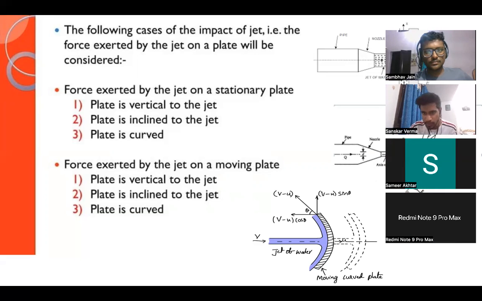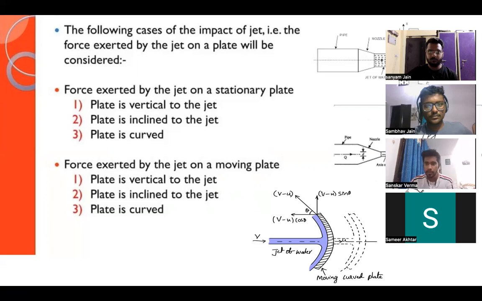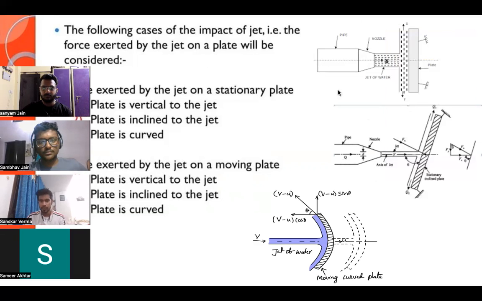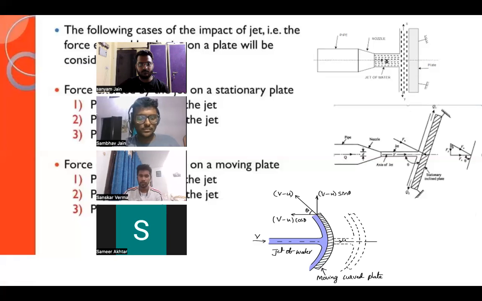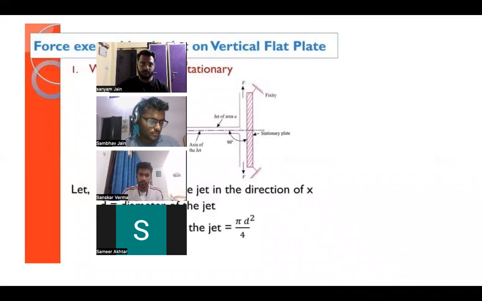As you can see in the figures, the first figure is an example of a vertical plate which is at rest or fixed, the second example is of the inclined plate, where you can see the different directions in which the fluid is flowing, and the third example is a moving curved plate, where the fluid is moving in different directions at an angle.